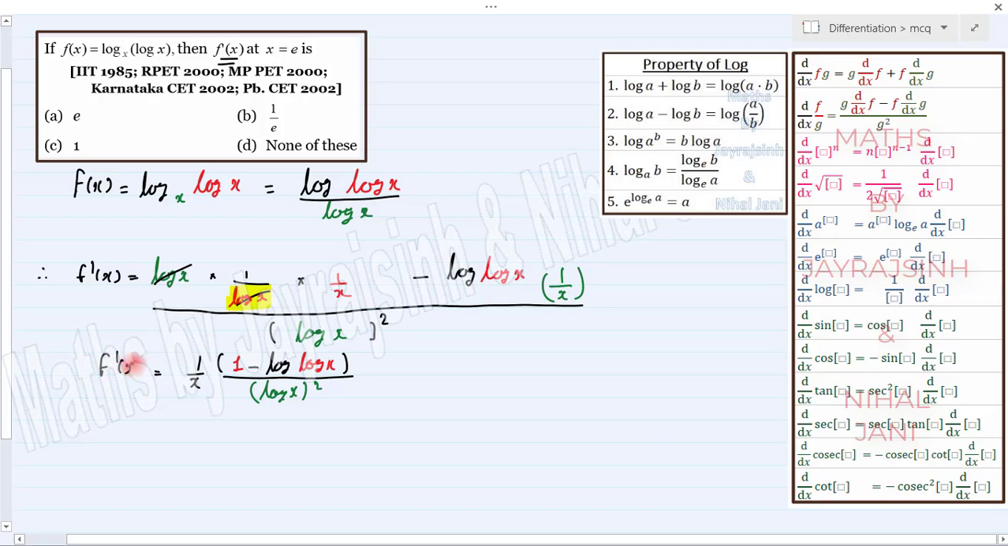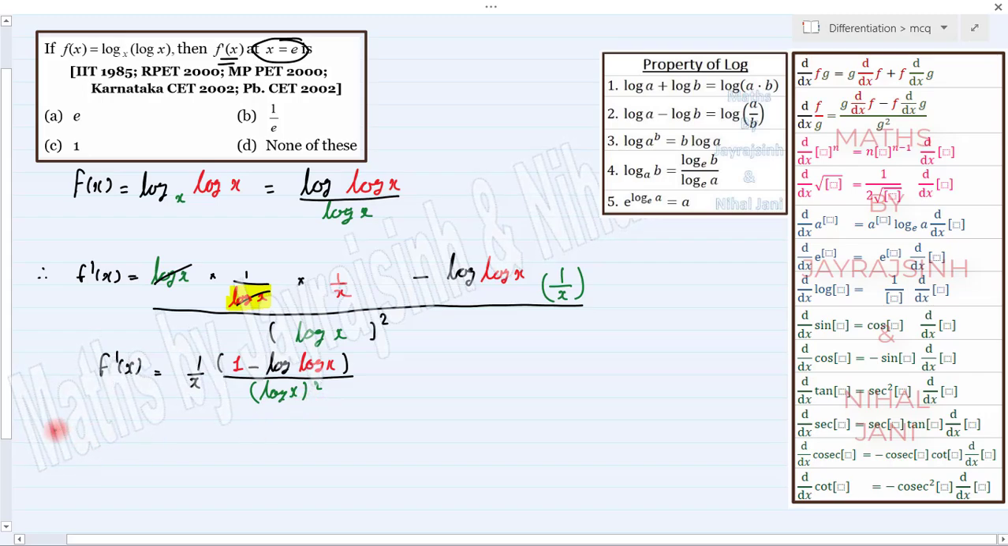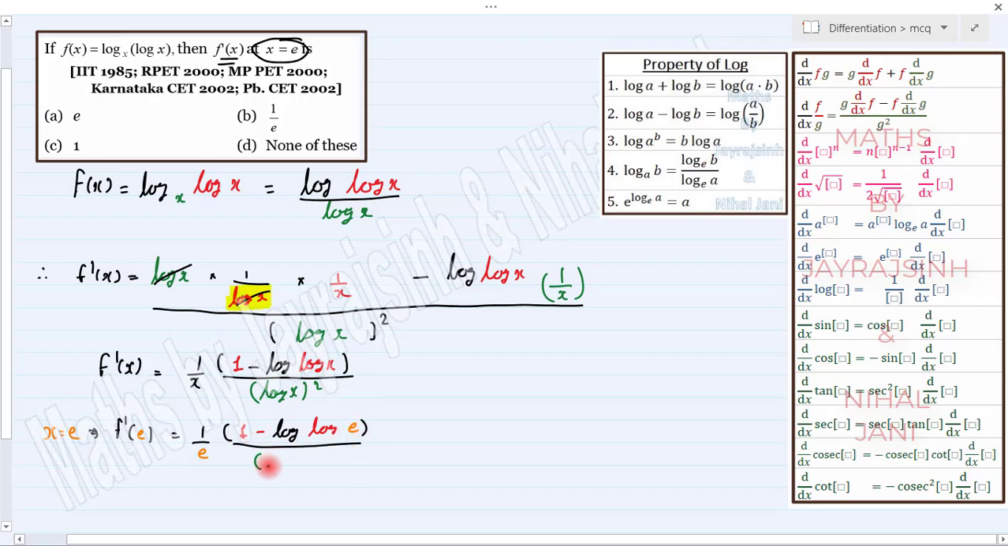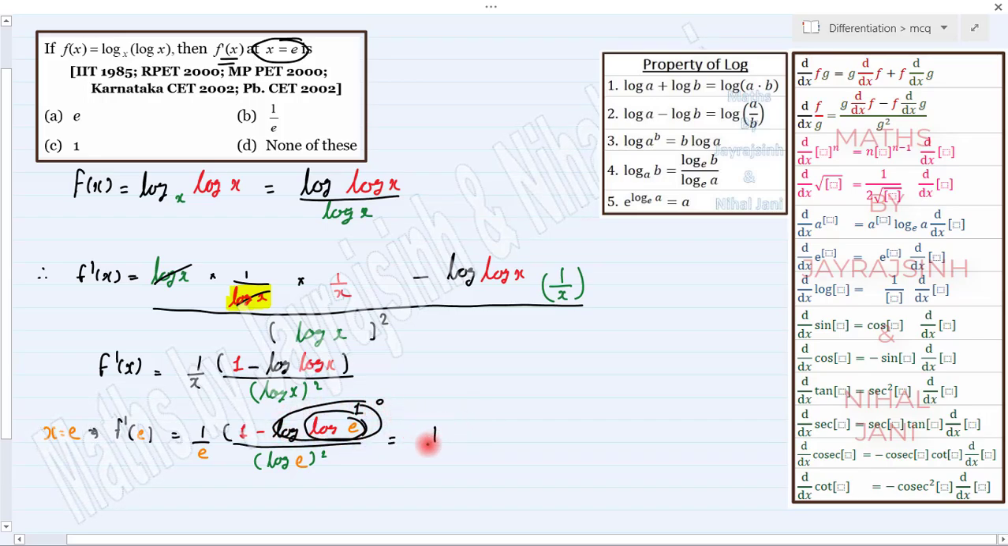So we get our simplified f dash x, but we have to find out at x is equal to e. So let's substitute x is equal to e. So we will get f dash e is equal to 1 upon e, 1 minus log of log e upon log e the whole square. So log e is 1 and log 1 is 0. So finally we will get 1 upon e, which is given in option B. Ta-da!